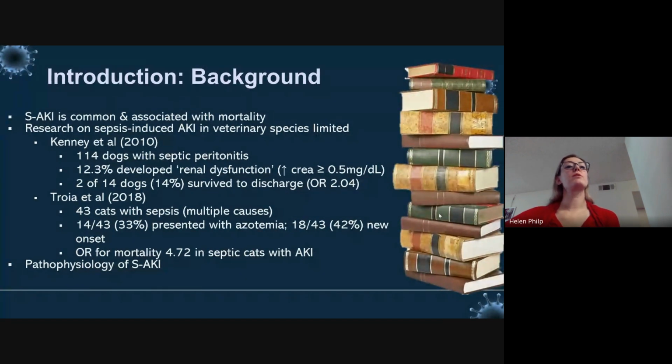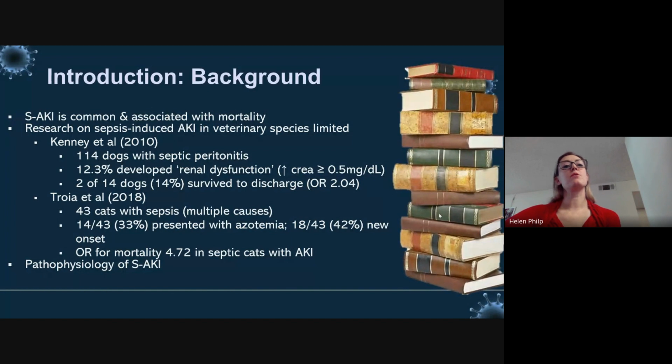They also quote a paper from JFMS, so Troyer et al. 2018, and that looked at 43 cats with sepsis, and these were multiple causes, so they didn't have to just be septic peritonitis. They could have pyothorax, pyelonephritis, and also septic peritonitis. And they reported that around a third of those cats presented with azotemia, and then 18 of the 43 cats developed a new onset azotemia as well. And they reported an odds of 4.7 mortality in septic cats with AKI versus those without.